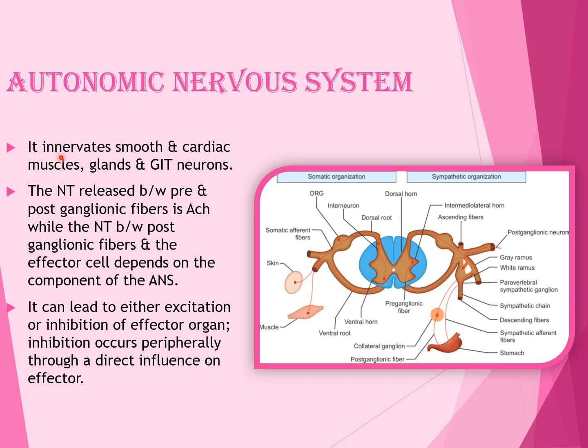Now, the autonomic nervous system innervates the smooth and cardiac muscle, glands and GIT neurons. The neurotransmitter released between the pre and postganglionic fiber is acetylcholine, while the neurotransmitter between the postganglionic fibers and the effector cell depends on the component of the autonomic nervous system, and it can lead to either excitation or inhibition of the effector organ. Inhibition occurs peripherally through a direct influence on the effector.